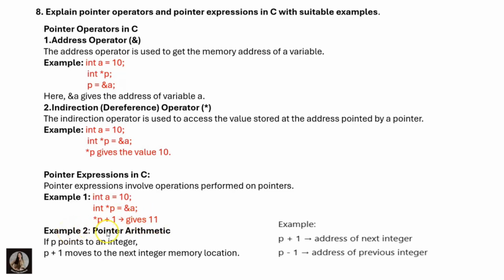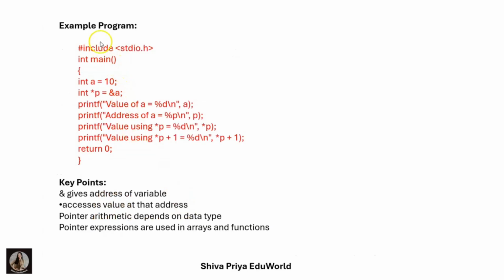Let us take one more example, pointer arithmetic. If p points to an integer, p plus 1 moves to the next integer memory location. Clear? For example, p plus 1 means address of the next integer. P minus 1 means address of previous integer. Clear? Here, let us see one more example program.